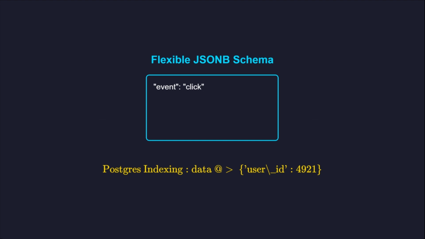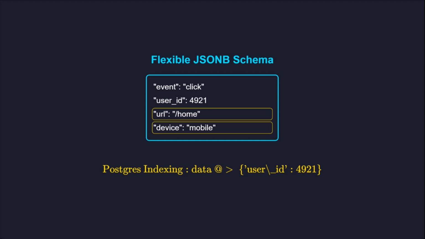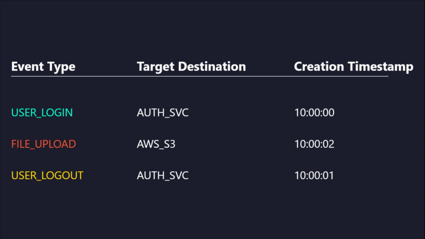Store the event data in a JSON binary column type to maintain flexibility for evolving message schemas while allowing Postgres to efficiently index specific fields within the event body if needed. Include metadata columns for the event type, the target destination, and a creation timestamp to allow the relay process to filter and order messages correctly during the distribution phase.